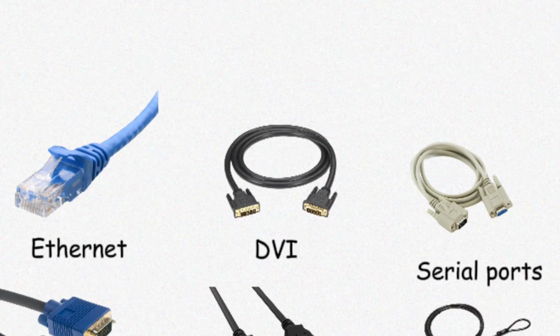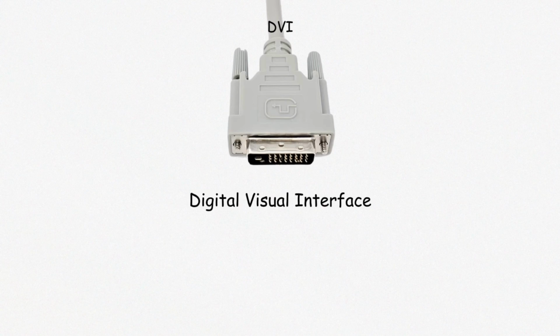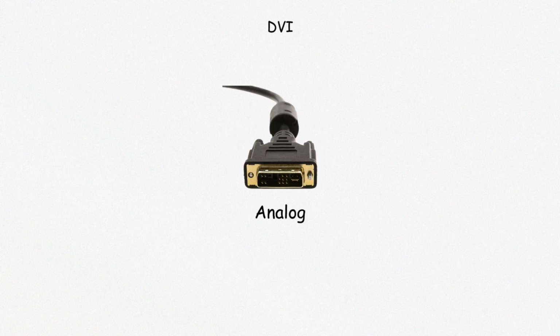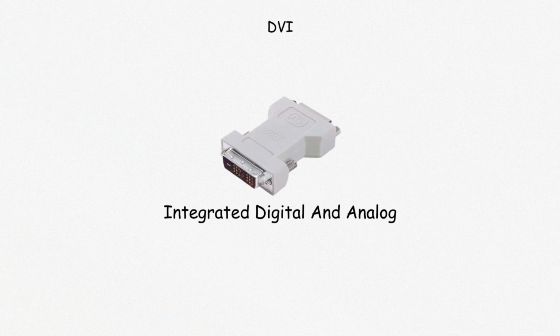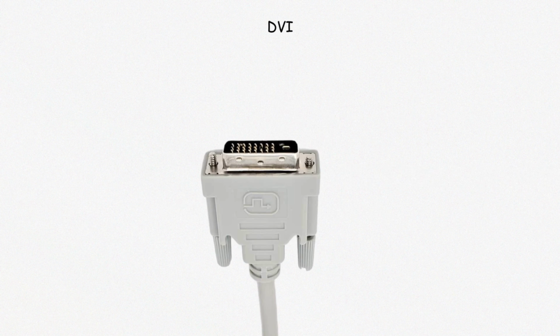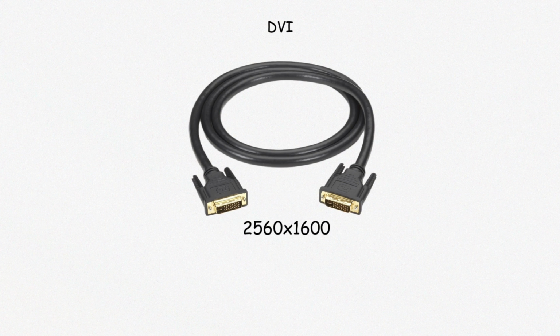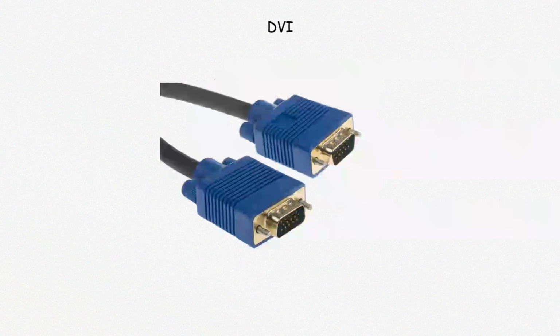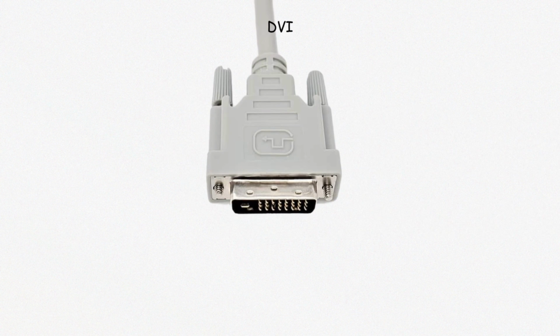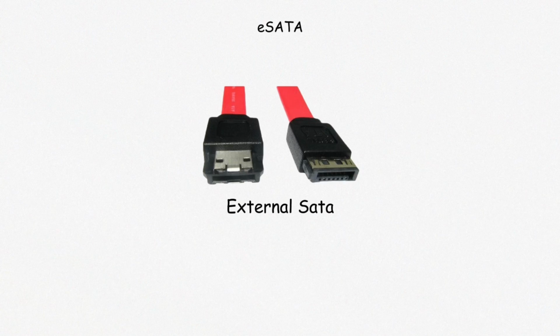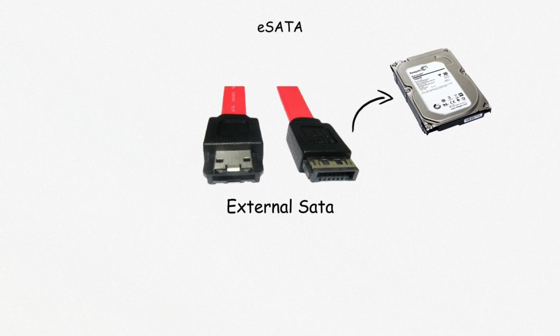DVI, or Digital Visual Interface, is another video port developed to improve on VGA. It comes in several types: DVI-D, digital only, DVI-A, analog, and DVI-I, integrated digital and analog. DVI supports higher resolutions and better image quality than VGA. It does not carry audio, only video. Dual-link DVI supports resolutions up to 2560 by 1600. Like VGA, DVI has been mostly replaced by HDMI and DisplayPort, but can still be found on older monitors and graphics cards.